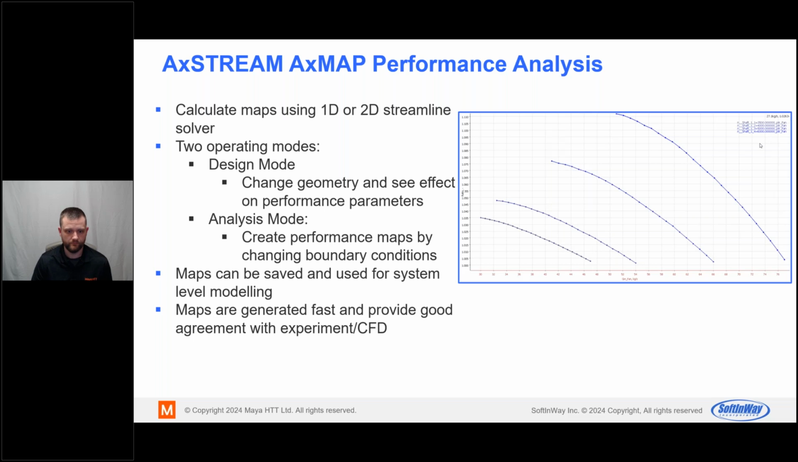The second mode is the analysis mode, where we can create simple performance maps. So pressure ratio and mass rate, for example, can be plotted as well. These maps can then be saved and used for system modeling later on, and give you a first and fast insight into how the machine will perform in off-design conditions, and give a good agreement with experiment and overall 3D CFD.